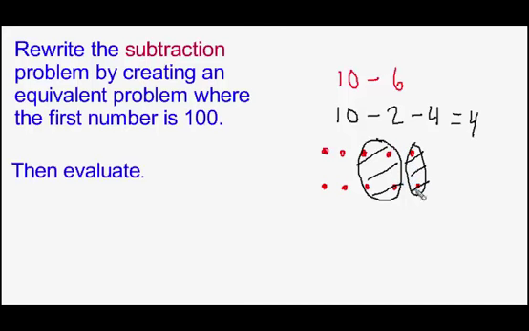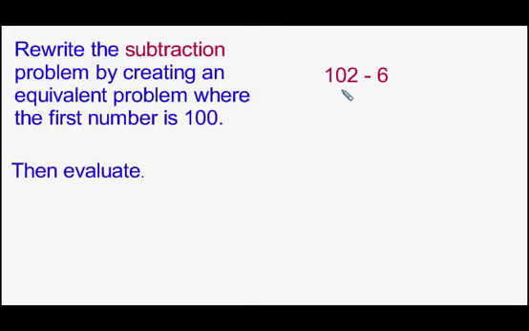So at this point, this may not seem useful, but let's go back to our original problem. Our original problem wasn't 10 minus 6, it was 102 minus 6. And we are to write that subtraction problem as 100 minus a number. I'll put a question mark here, and our job is to find that question mark. So the idea is, if I want the 102 to become a 100, I would have to subtract 2 off. But I'm not supposed to be subtracting 2, I'm supposed to be subtracting 6.